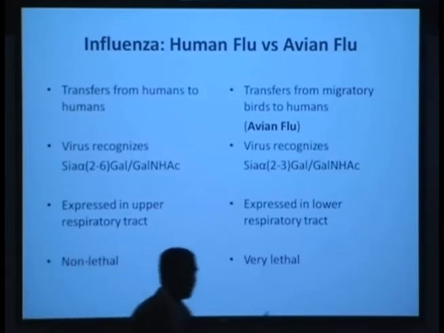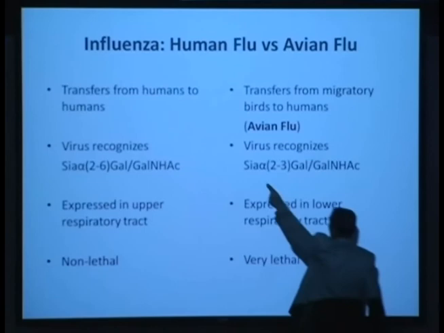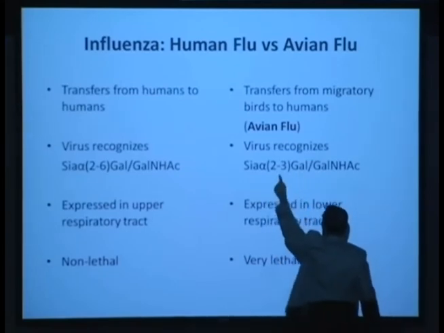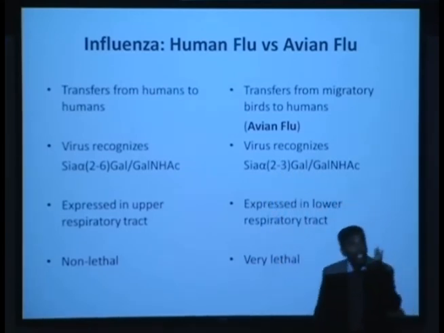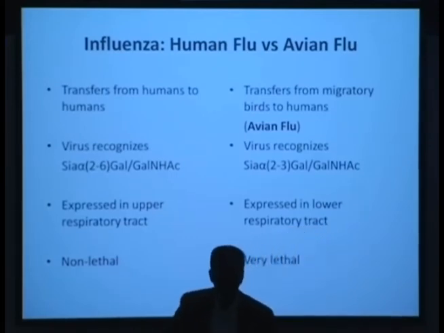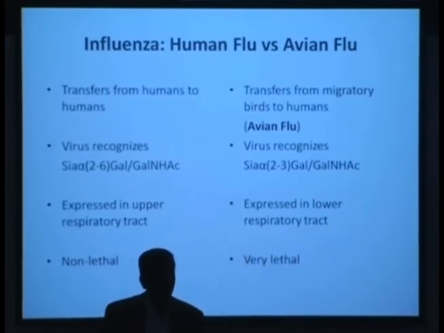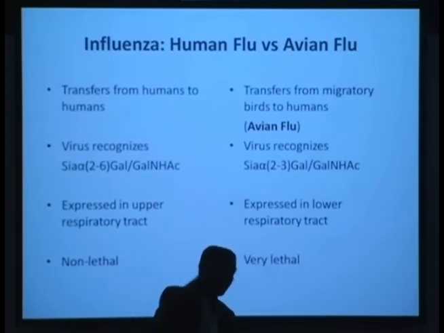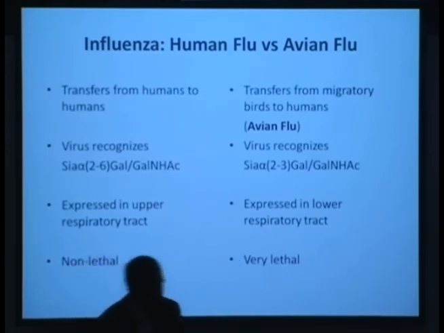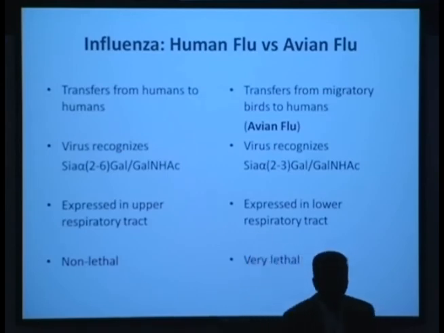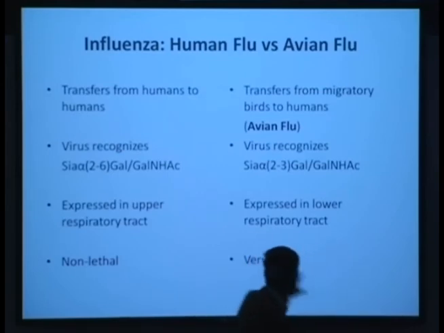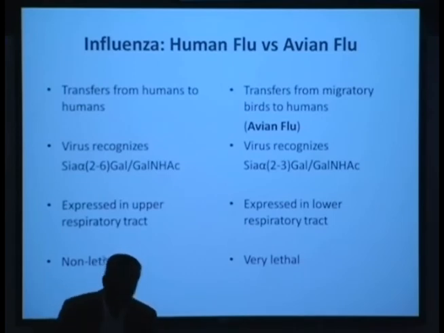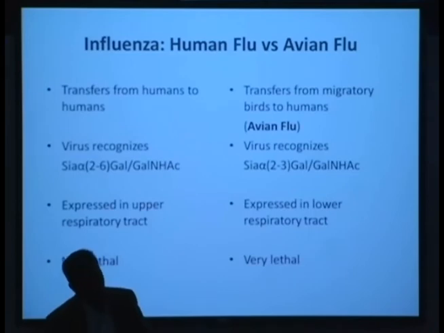There's the avian flu, which transfers from birds to humans, which is dangerous, you all know that. That virus recognizes sialic acid alpha-2,3 galactose. And this structure is exposed deep inside your lung, not in the upper tract, but the lower tract. So when you inhale, the virus goes inside, it cannot bind anywhere, it's still looking for a place to bind. And then eventually it finds its partner, sialic acid alpha-2,3 galactose, deep inside the respiratory tract. That means that when you cough, it doesn't come out, it just stays deep inside.